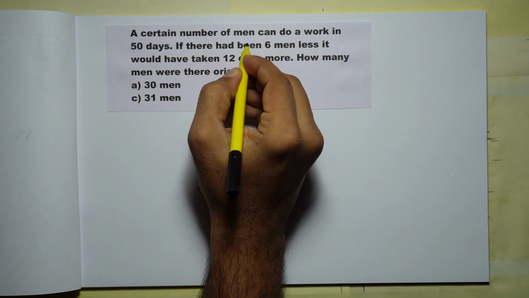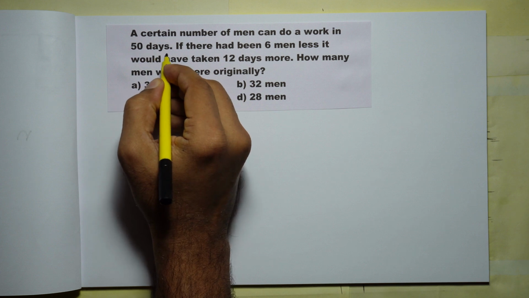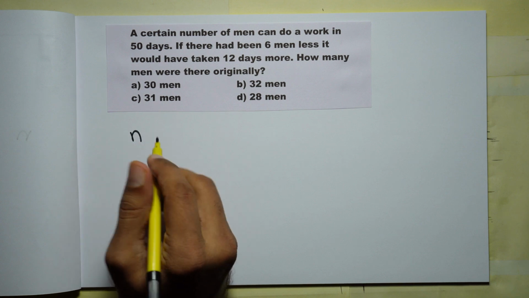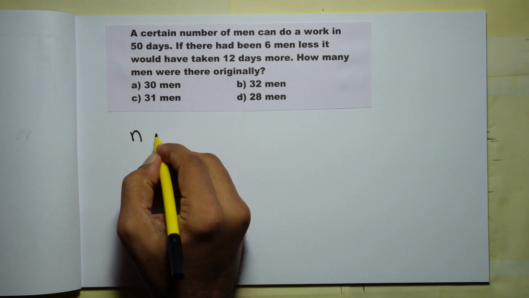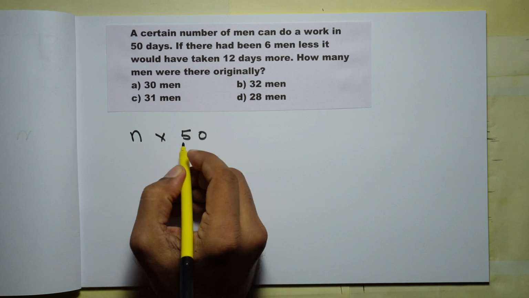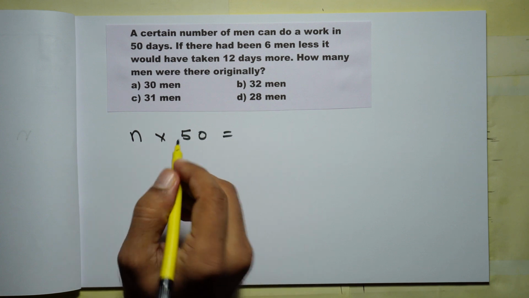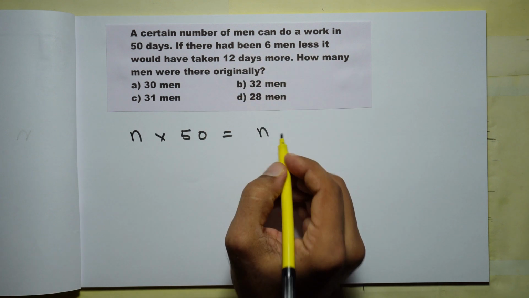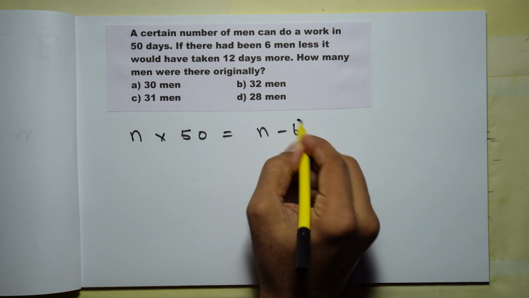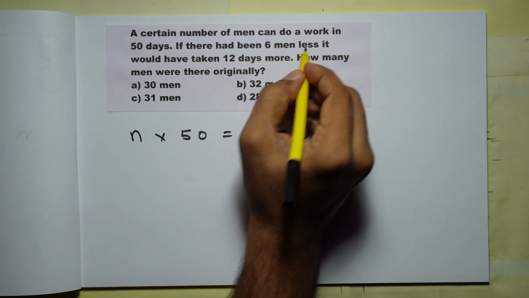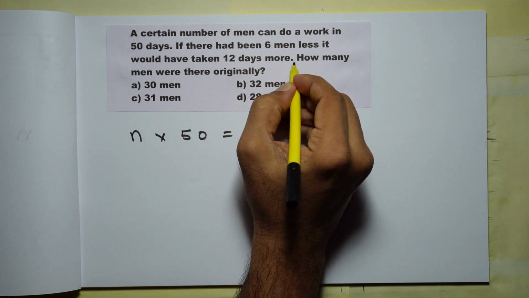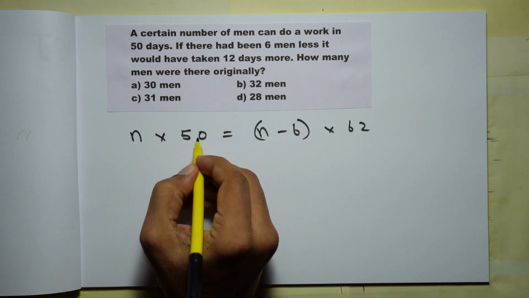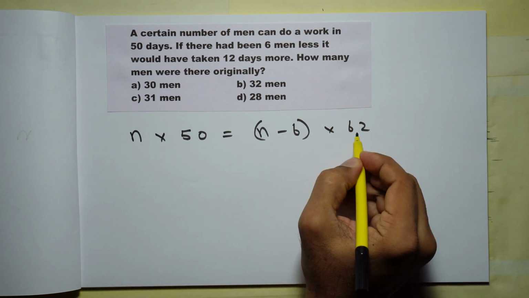A certain number of men can do a work in 50 days. So we'll form the equation for that. We will assume that the number of men is n and they can complete the work in 50 days. So n men working for 50 days is the whole job. Now if there had been 6 men less, so instead of n men there are n minus 6 men, then it would have taken 12 days more. So instead of 50 days, it will now take 50 plus 12, that is 62 days.